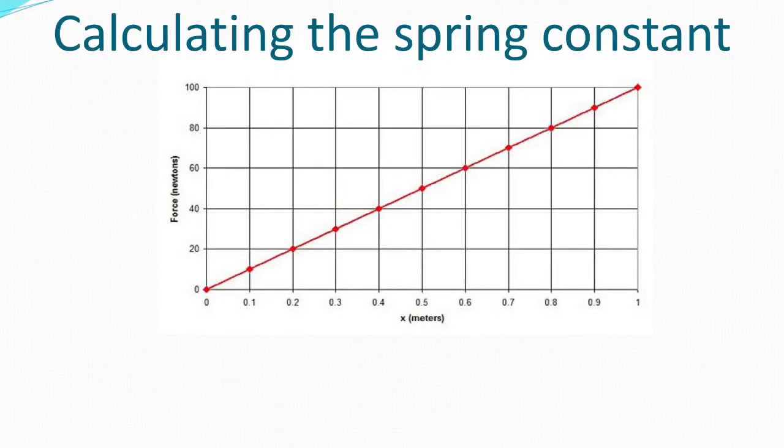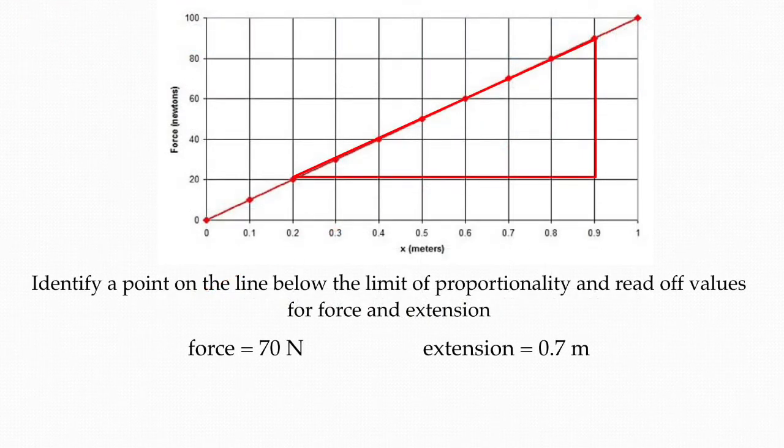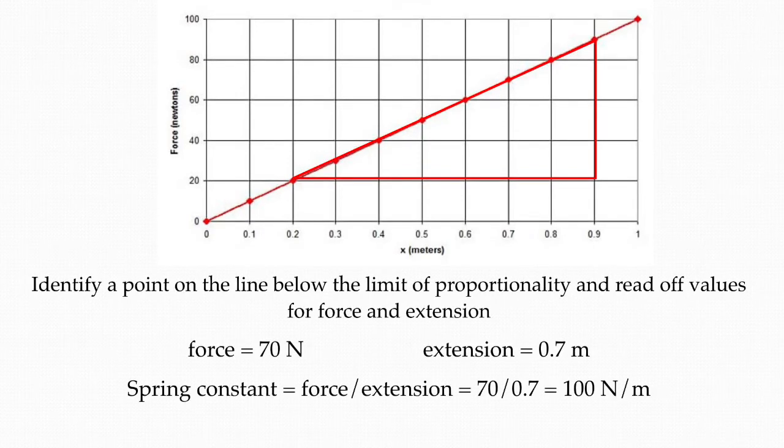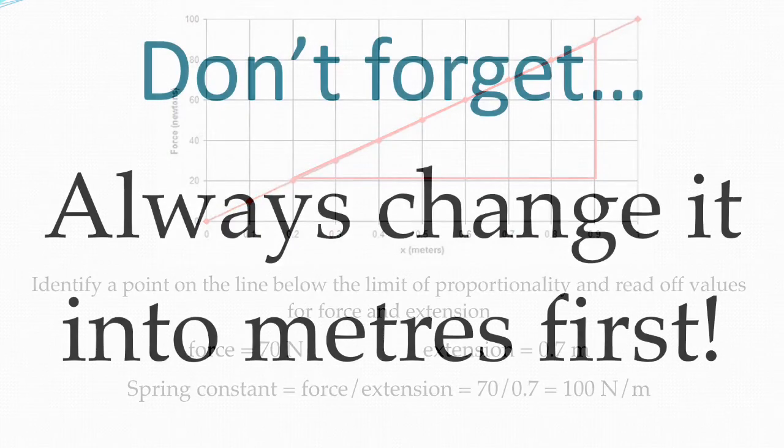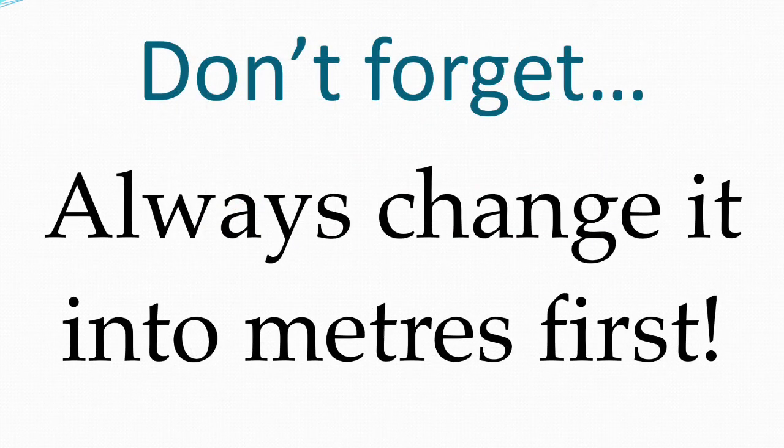To find the spring constant, we need to find the gradient of the graph, which means drawing a large triangle under the graph. Here, the increase in force is 70 newtons for our triangle, and the increase in the extension is 0.7 metres. By dividing force by extension, we find the spring constant has a value of 100 newtons per metre. Don't forget you always need to change your extensions into metres first before doing your calculations.